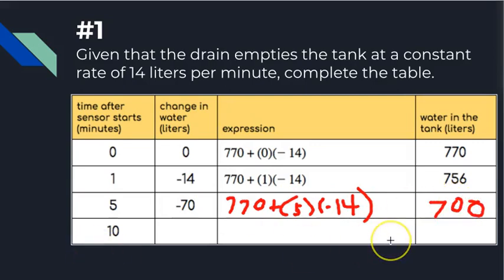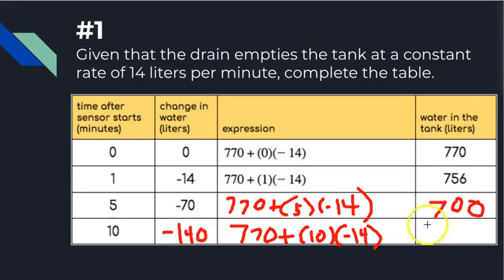What about this one? Yeah, so you should have done 770 plus 10 times the negative 14. 10 times negative 14 is negative 140. So our final answer here should have been 630 liters.